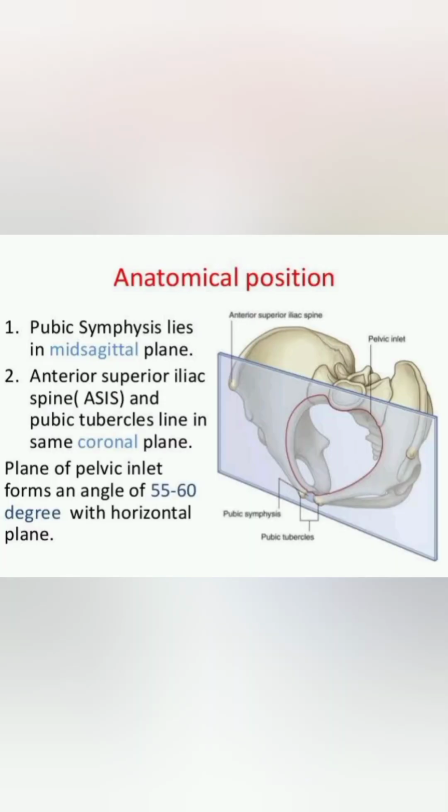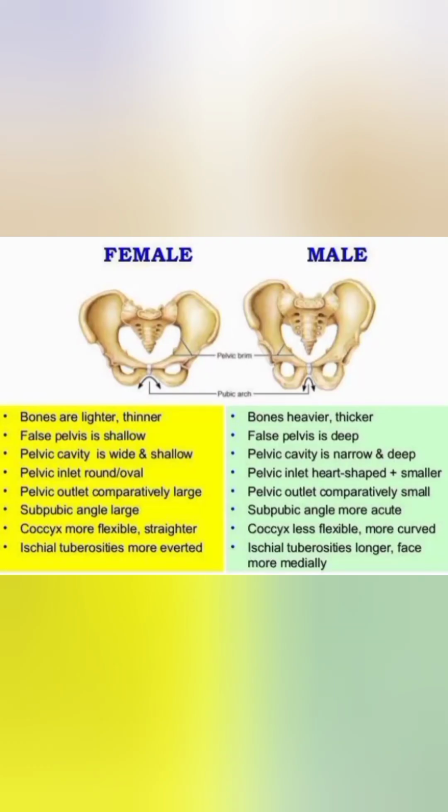For the anatomical position of the pelvis, the pubic symphysis should be in the mid-sagittal plane, and the anterior superior iliac spine and the pubic tubercle should be in the same coronal plane. For a quick comparison of male and female pelvis, the pelvic inlet of male pelvis is heart shaped, whereas in female it is round or oval shaped. And in male pelvis, the subpubic angle is much narrower compared with the female. The wider pelvic cavity, wider false pelvis and wider pelvic outlet of female provide ease of delivery during childbirth.